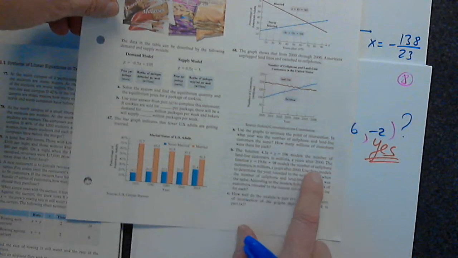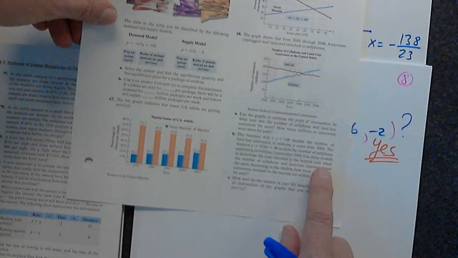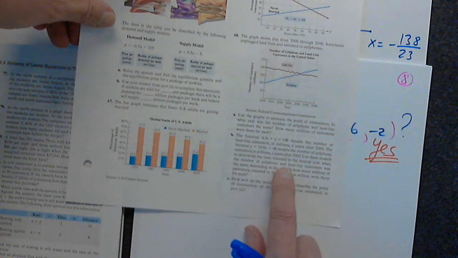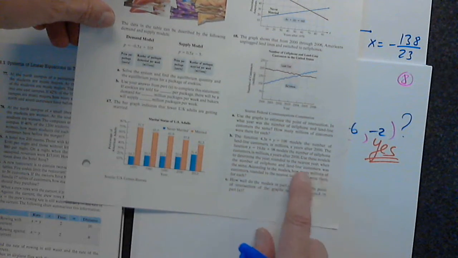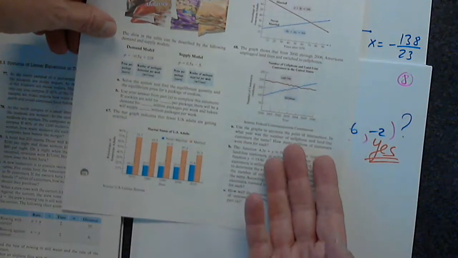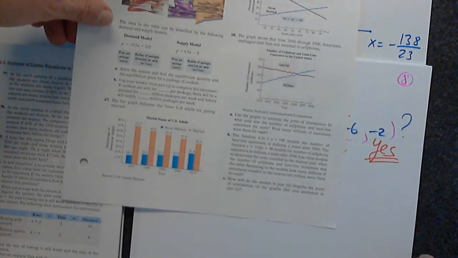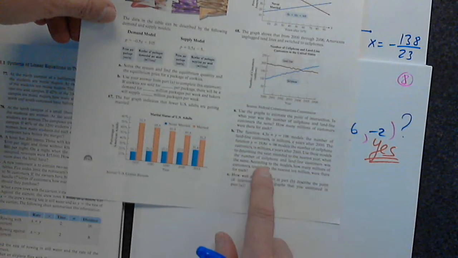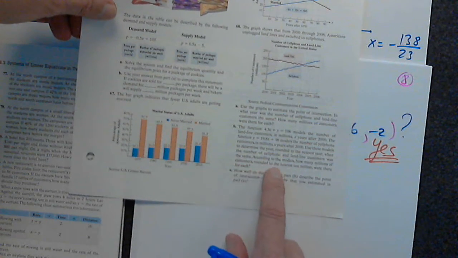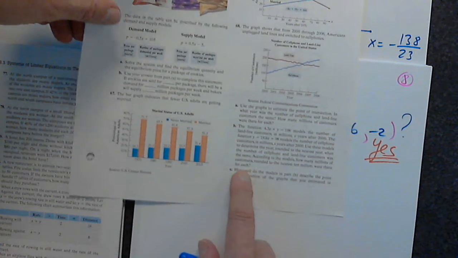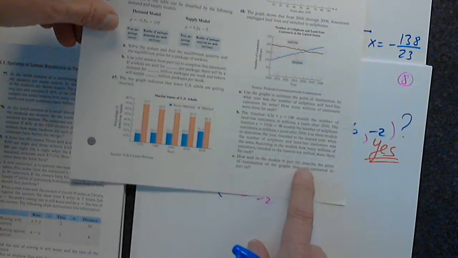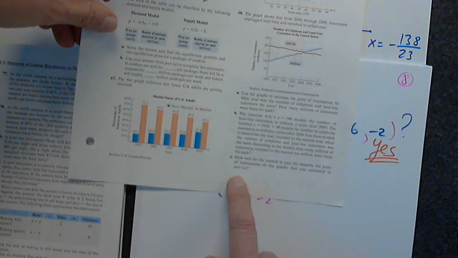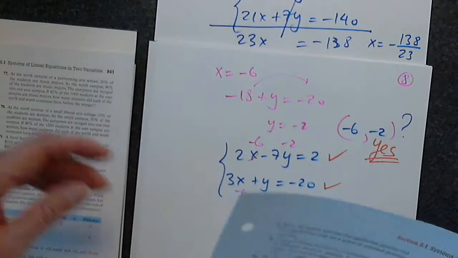This function models the number of cell phones. Use these models to determine the year, rounded to the nearest year, when the number of cell phone and landline customers was the same. We already determined it, but they want us now to use substitution or elimination. According to the models, how many millions of customers, rounded to the nearest 10 million, were there for each? How well do the models in Part B describe the point of intersection of the graphs that you estimated in Part A? So we'll see. Ready?